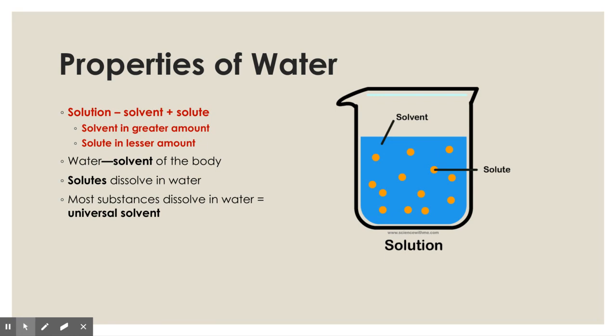And water is the solvent that is in our body. It's what is in the greater amount to make a solution of other elements. And so the solute will dissolve in water, and many, many substances, most of the ones that we need in our bodies, will dissolve in water, which is why it is called a universal solvent.